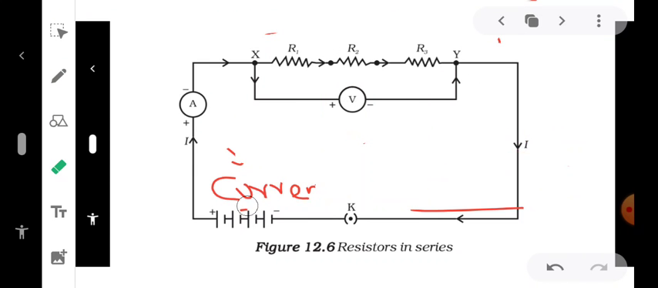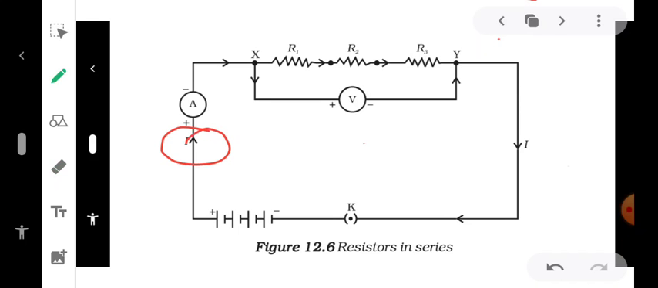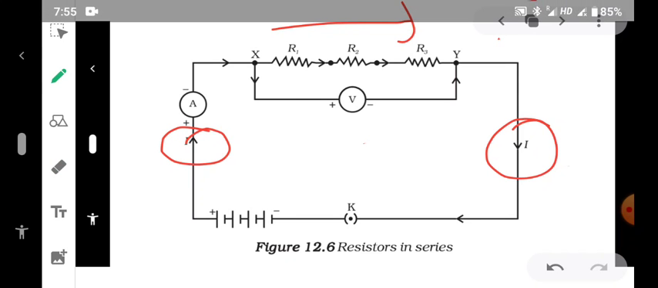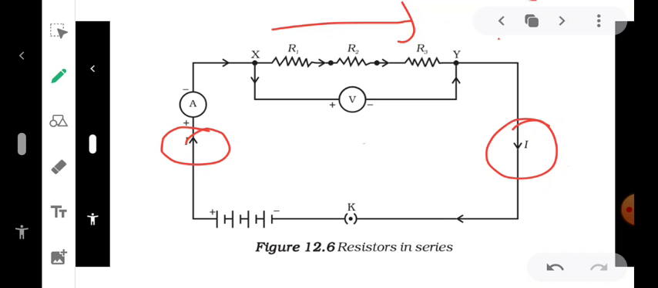So this is about series connection. I repeat, the current should be same. The current should be equal. Only then it is called as series connection. Here capital I current is flowing. The same capital I current should come out, and the same I current should flow through R1, R2, R3. Only then it is called as series connection.